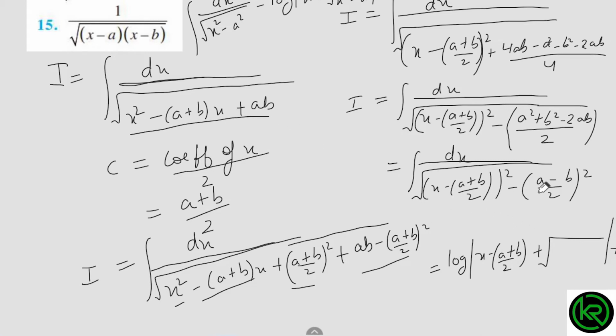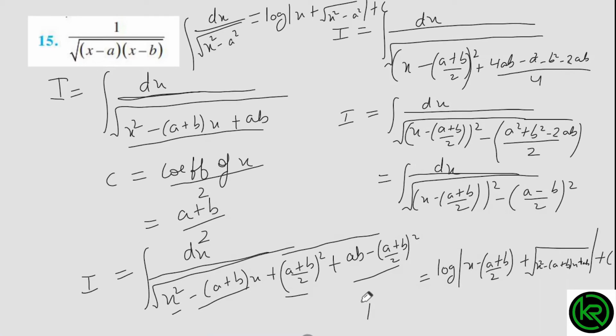By solving this, students, we will get x square minus (a plus b) x plus ab. Okay students, and we can also write this as log mod x minus (a plus b)/2 plus under root (x minus a)(x minus b), mod close plus c. This is our final answer.